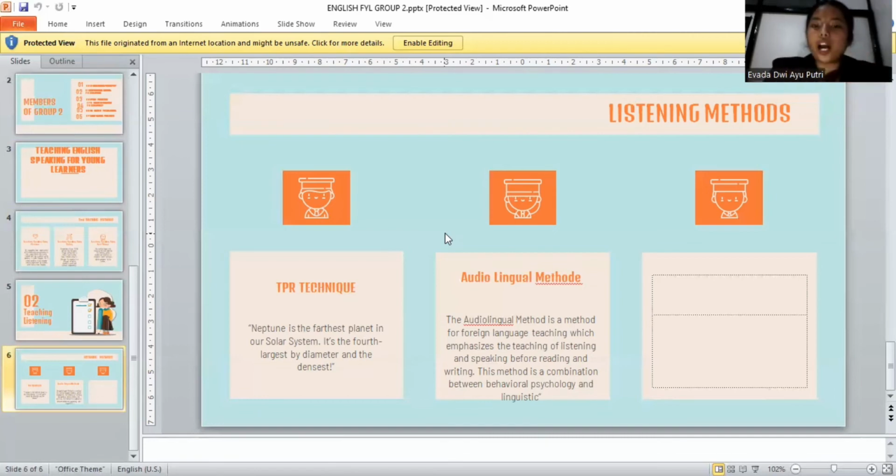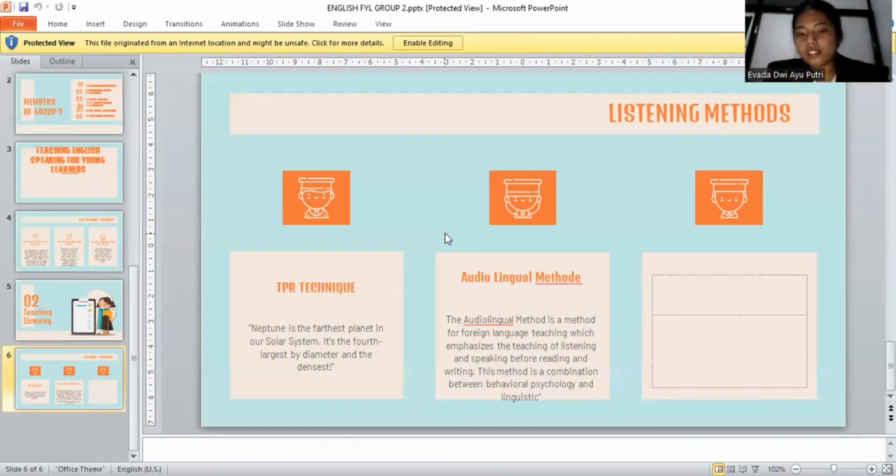And the second one, we have audio-lingual method. So what is audio-lingual method? The audio-lingual method is a method of foreign language teaching which emphasizes the teaching of listening and speaking before reading and writing. It uses dialogues as the main form of language presentation and drills as the main training techniques. Mother tongue is discouraged in the classroom. This method is based on a behaviorist theory, that is the theory of behavior change that comes from experience.